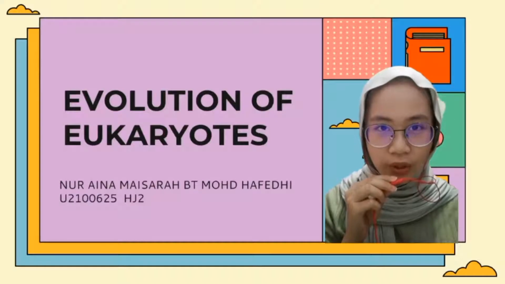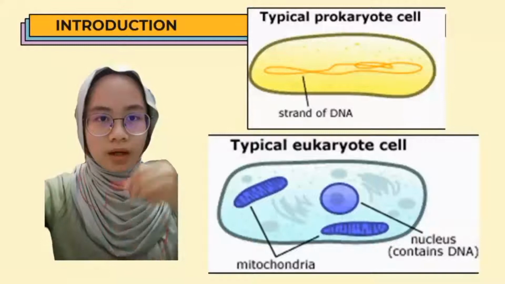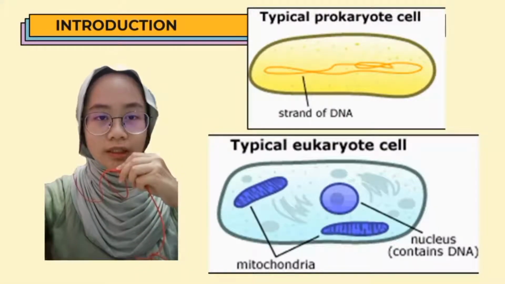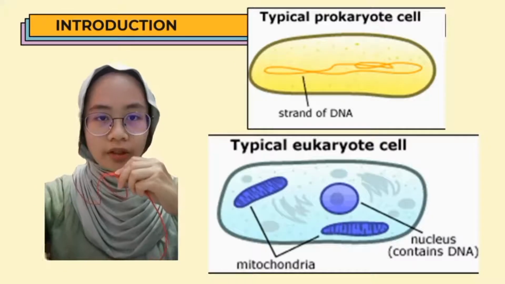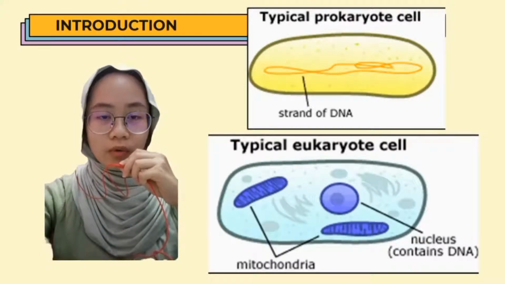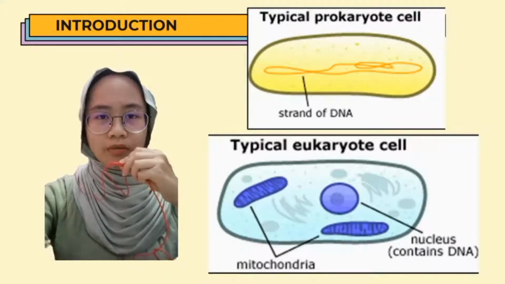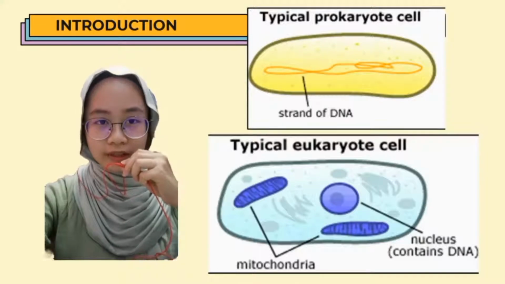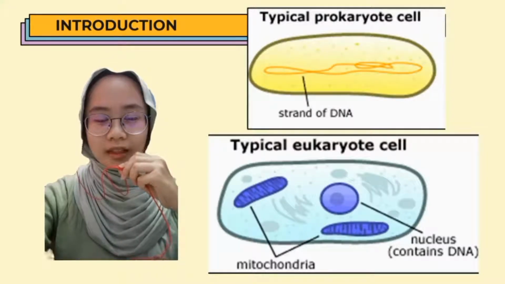U2100625 from HJ2 will present about the evolution of eukaryotes. Living things have evolved into three large clusters of closely related organisms called domains: archaea, bacteria, and eukaryotes. As life on Earth started to undergo evolution and become more complex, the simple type of cell called a prokaryote underwent several changes over a long period of time to become eukaryotic cells.